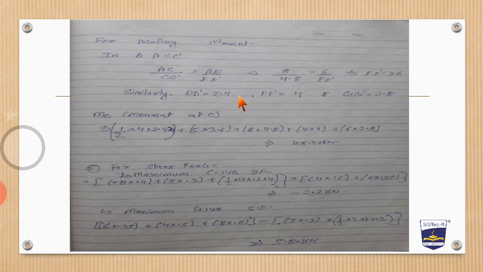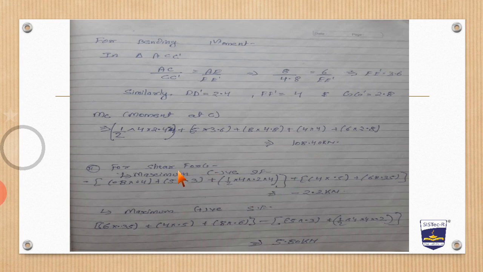Okay, for bending moment at C, we will multiply all the respective loads. So we will get half for the UDL. Then we will multiply 5 into the ordinate, that is 3.6, 8 into 4.8 plus 4 into 4 plus 6 into 2.8. We will get 108.40 kilonewton meter.